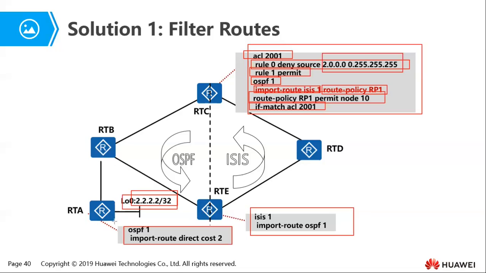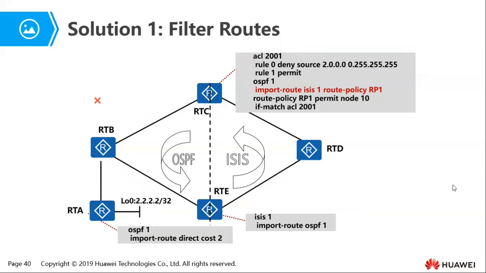Because when we do this import, we will advertise it here. RTB will advertise it to RTC through OSPF. Because we've done an import here, we are going to advertise it to RTD. RTD is going to advertise it to RTC. And now RTC cannot import this route back to OSPF because of configuring this route policy. That way we prevent the loop from forming. Okay.